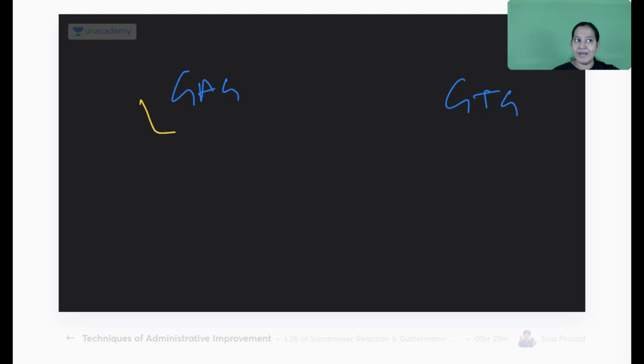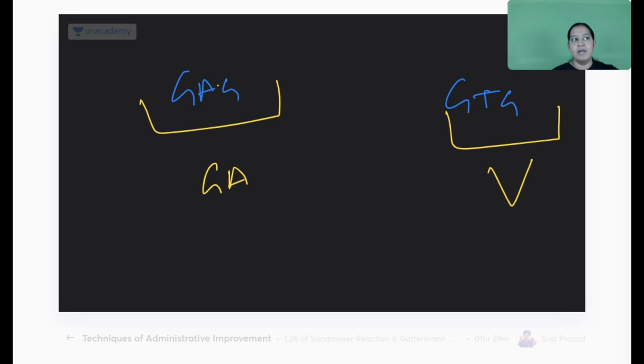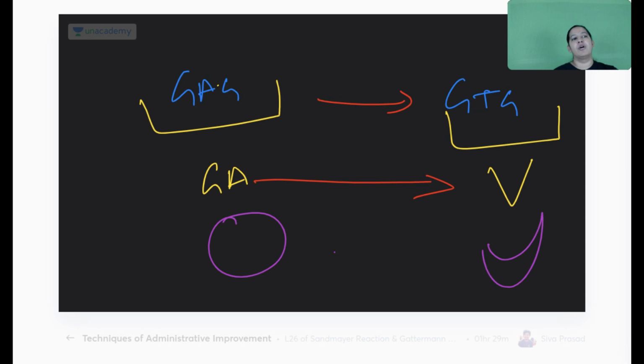Learn the name of the amino acid also. GAG codes for glutamic acid. GTG codes for valine. So instead of GAG, there is GTG due to mutation. Instead of glutamic acid, there is valine due to mutation. And instead of circular shape, it will become sickle shape because of mutation.